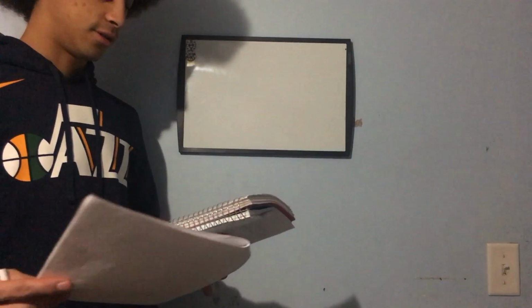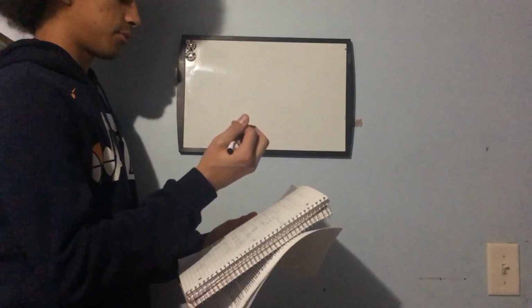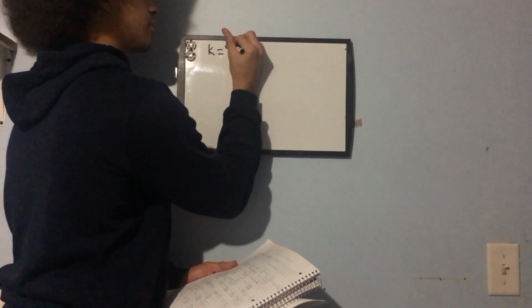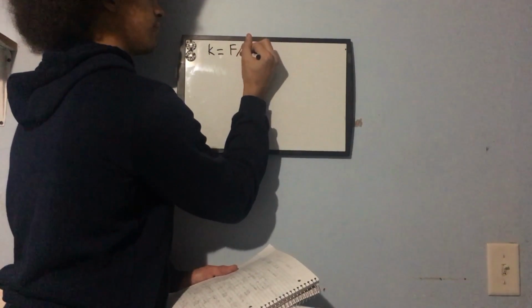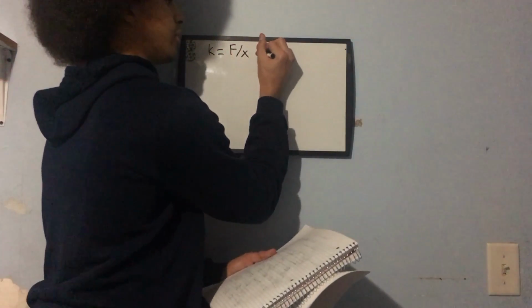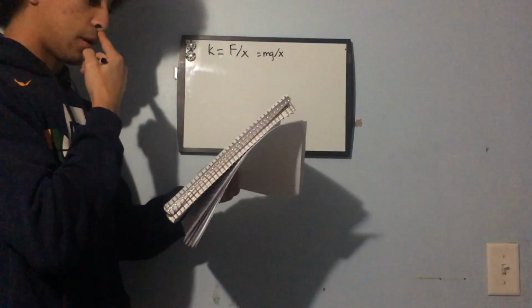So we don't know the mass of the car at all. So we want to find that out. And to do that, we have to know the spring constant. So first we find the spring constant by using this equation of force divided by distance, which is mg divided by x.